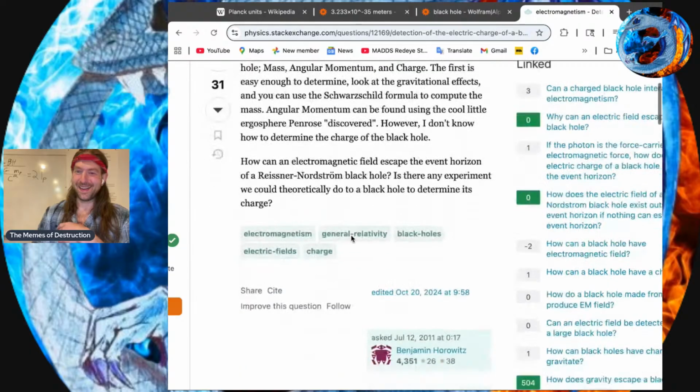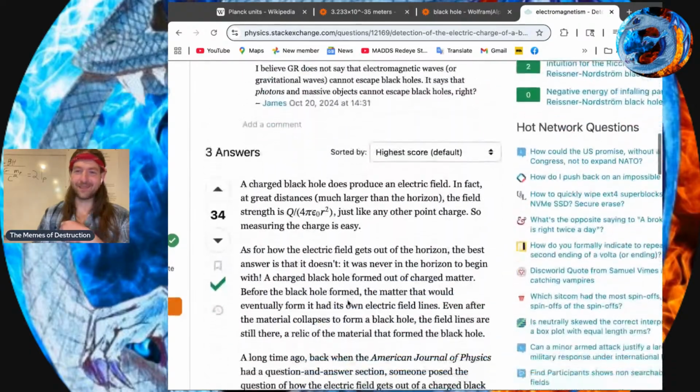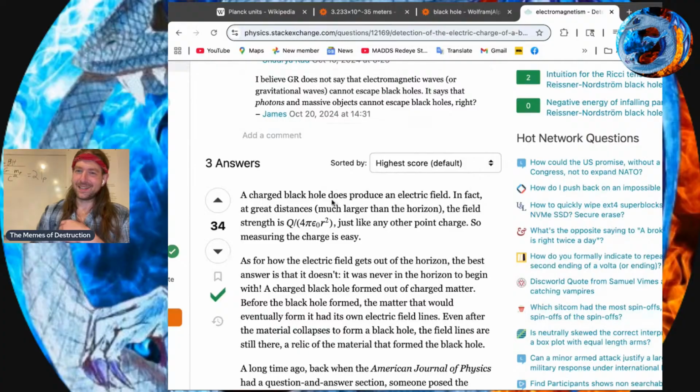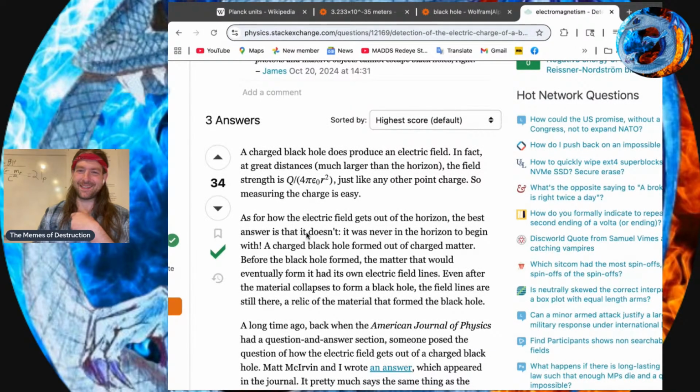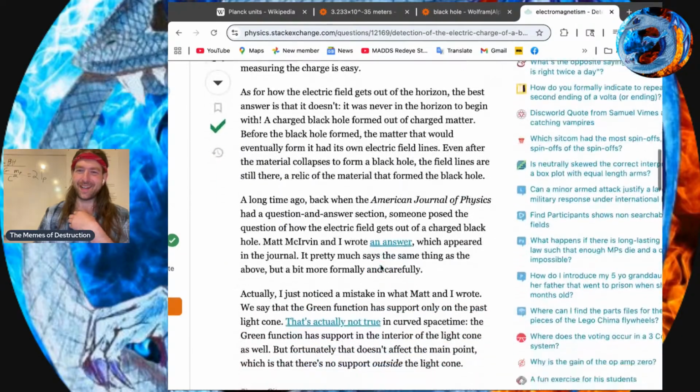Is there any experiment? See what we got for the top answers. This produces an electric field, in fact, at a distance much larger than the horizon. The field strength, okay, so it's just your standard, wait a second, 4 pi epsilon naught. We just got r squared there instead of h bar. And if that was charge squared, that would be the formulation for the fine structure constant, or at least if you had elementary charge there. Or the best answer is that it doesn't. It was never in the horizon to begin with. Okay, it's formed on the surface.